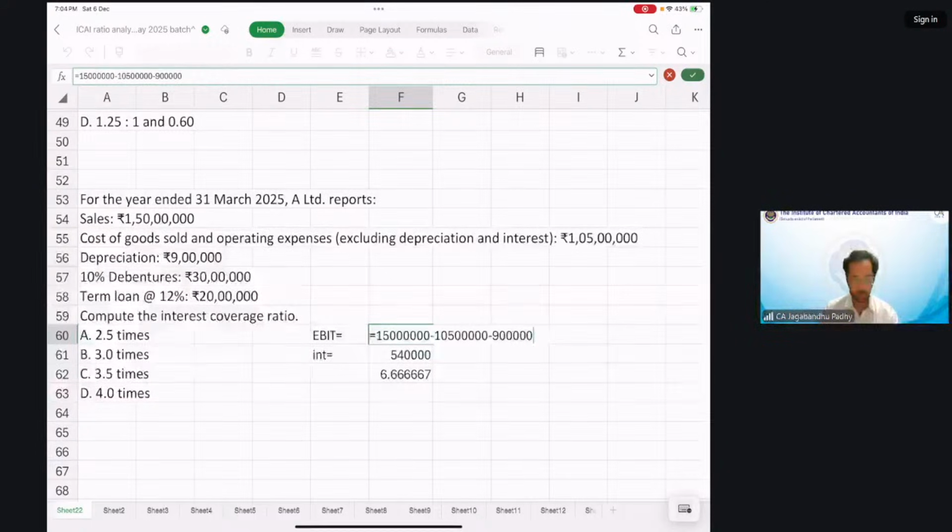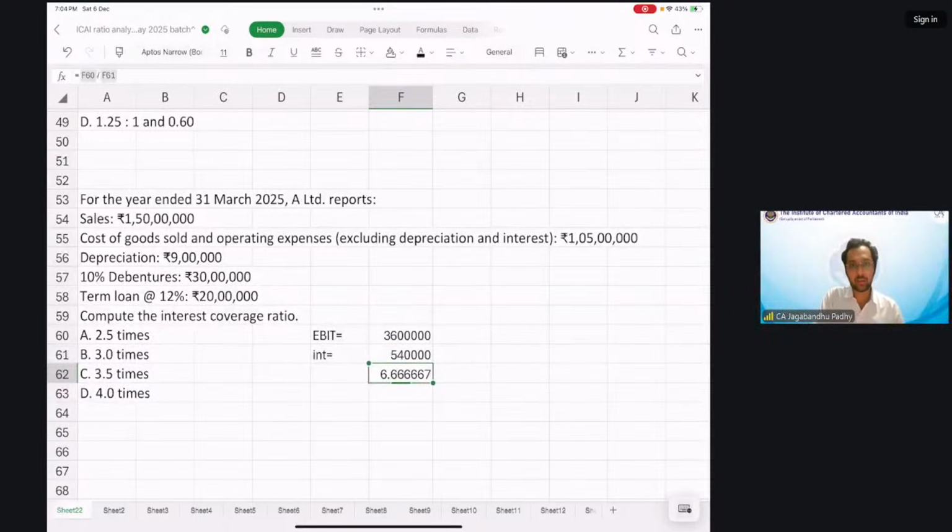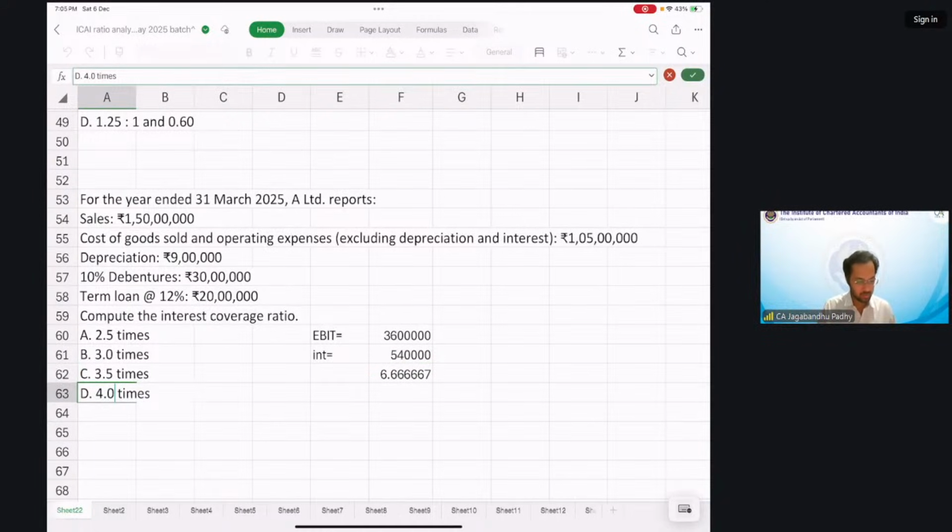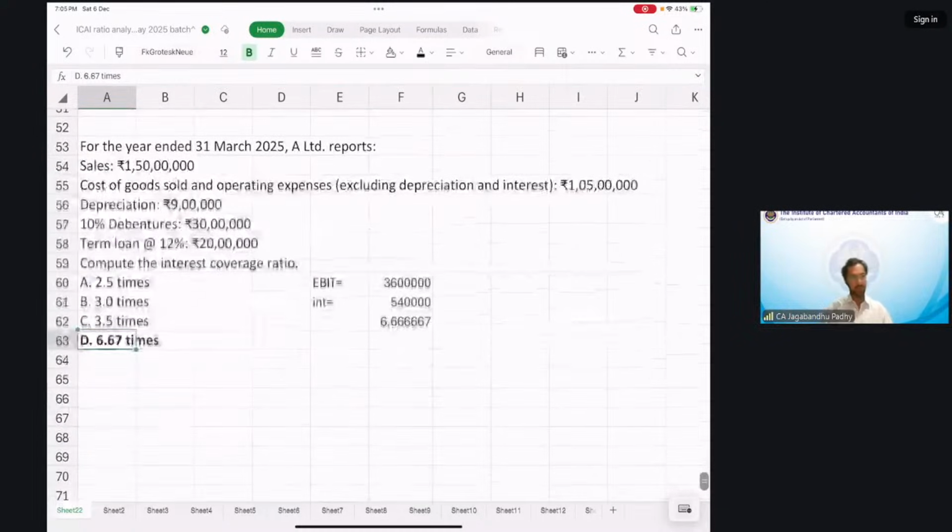Second, 1 crore 50 lakh, cost of goods sold and operating expense, 1 crore 5 lakh is subtracted, depreciation is that. And then we have here 30 lakh into 10% plus 20 lakh into 12%. So that's 5 lakh 40. And this is 6.67. So the interest coverage ratio is 6.67. So option D is correct.